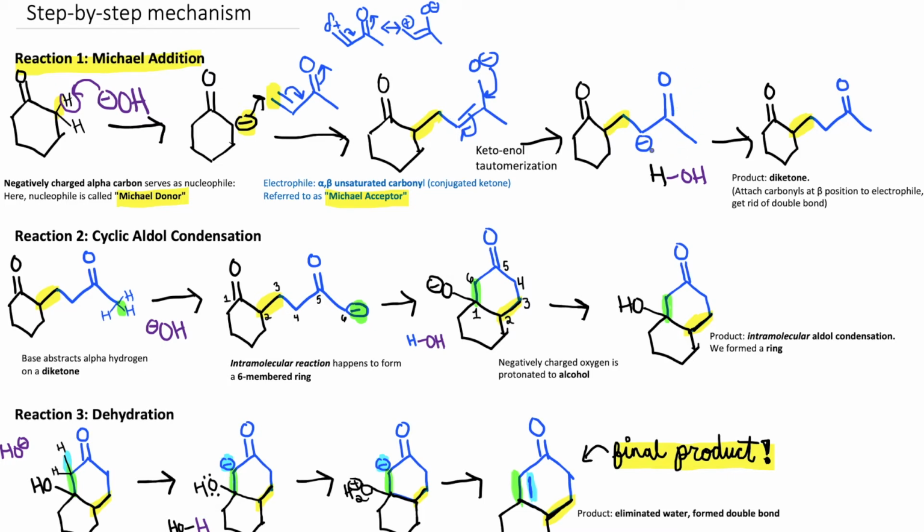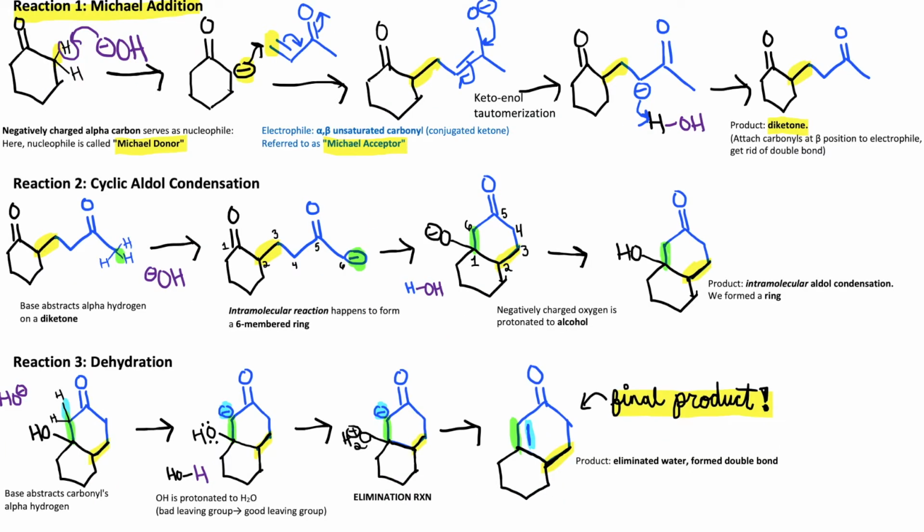To neutralize this negative charge on oxygen, it is going to pick up a hydrogen from water that's roaming around in solution, and it's going to be neutralized. So now we see that the product of Michael addition is always a diketone, in which we've joined our Michael donor and our Michael acceptor, formed a new bond, and the double bond on the alpha-beta unsaturated carbonyl is now gone.